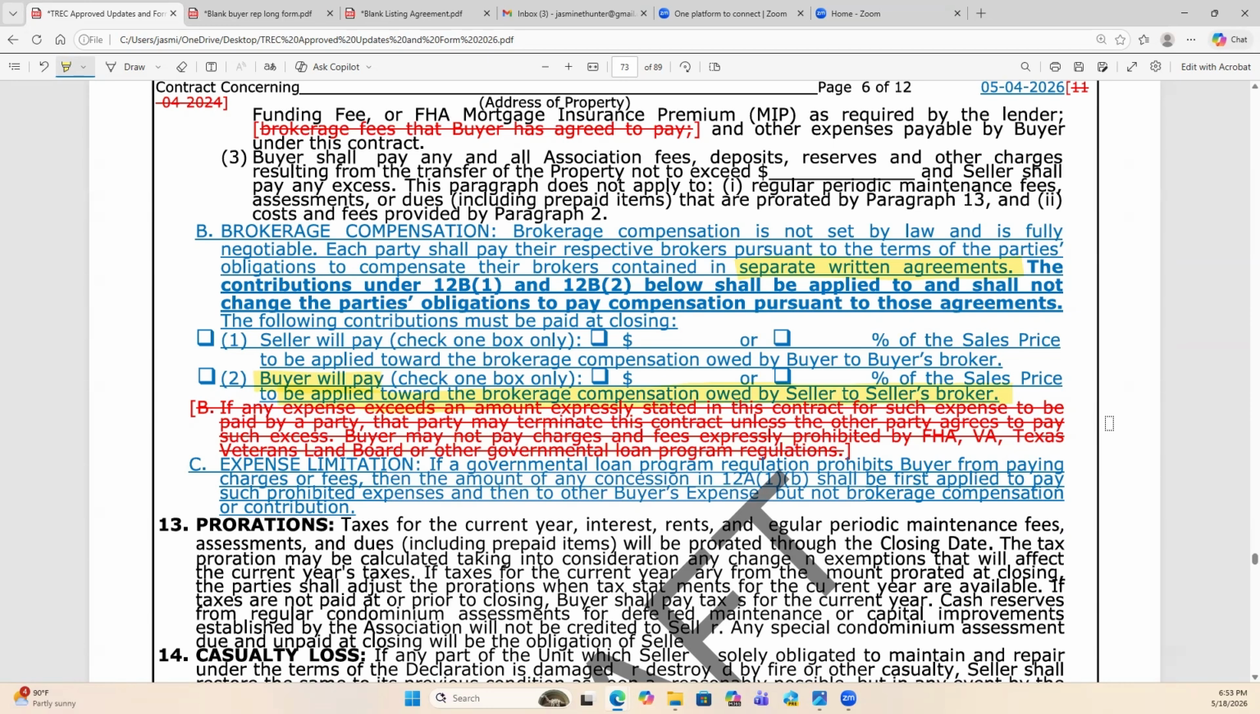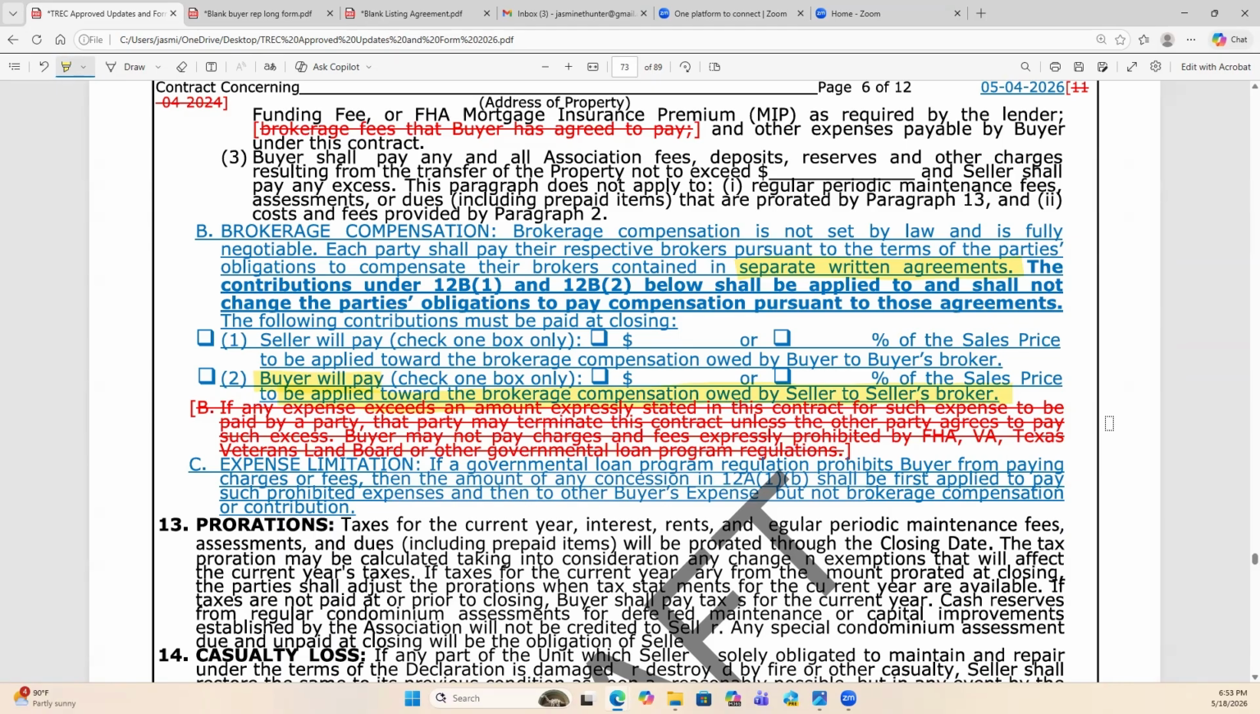My buyer ain't got no money. We ain't got none. Just because you see this new fancy paragraph did not change the fact that my client doesn't have 3% of $500,000. She ain't got it. He ain't got it. We need you to take it out of your proceeds, just like you would have before this contract changed. So let's go ahead and click that on paragraph 12B1.